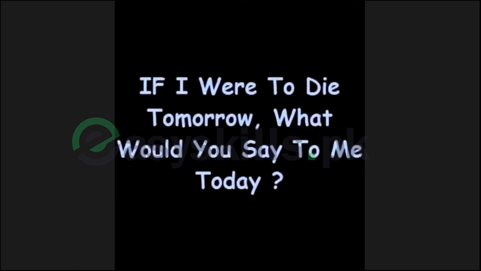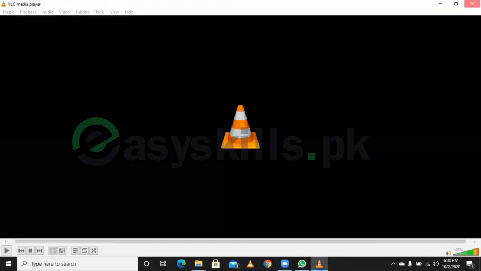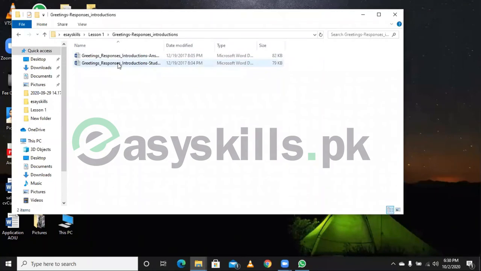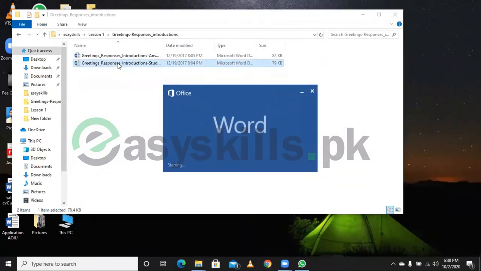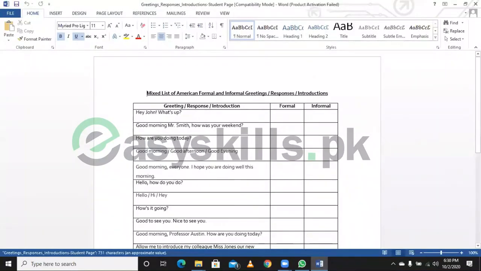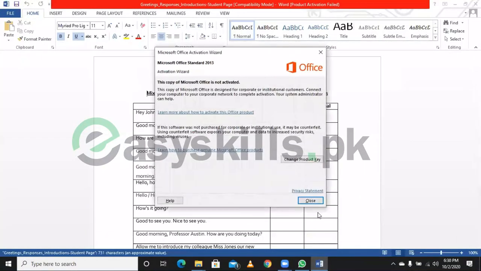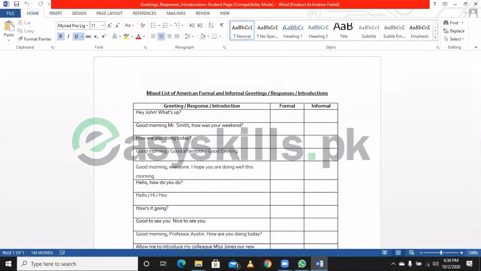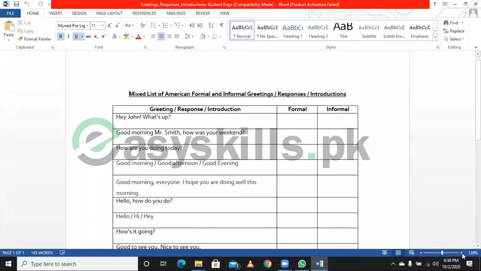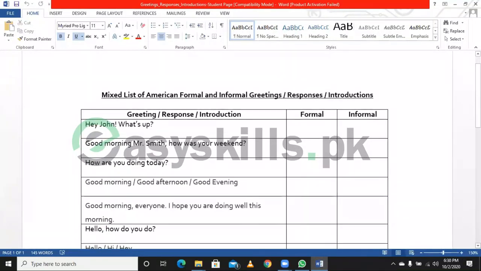And what is the task? The task is you will see, first of all, on my screen, and then I'm going to share with you. Here we are. You need to identify which way is formal and which way is informal. You have to see which way is formal and which is informal.